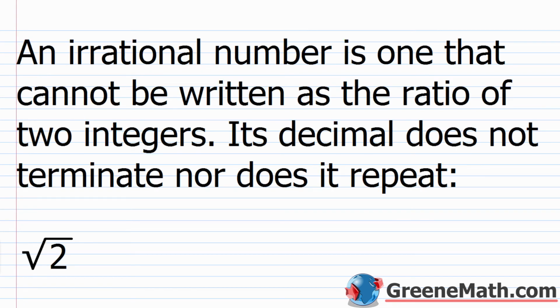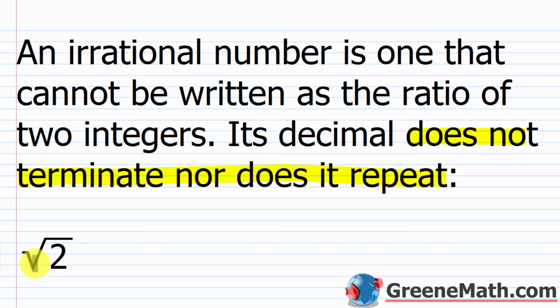All right, now let's talk a little bit about irrational numbers. So an irrational number is one that cannot be written as the ratio of two integers. So I can't say, okay, this is 15 over 4, for example. I can't do that with an irrational number. There are no two integers that I can put over each other to give me that irrational number. So its decimal does not terminate, nor does it repeat, okay?